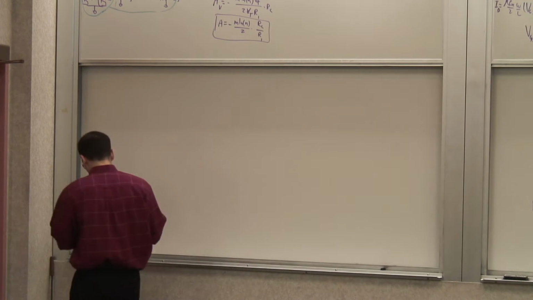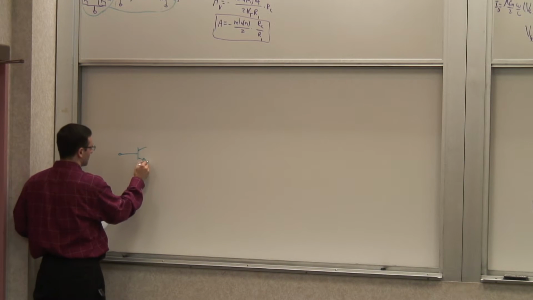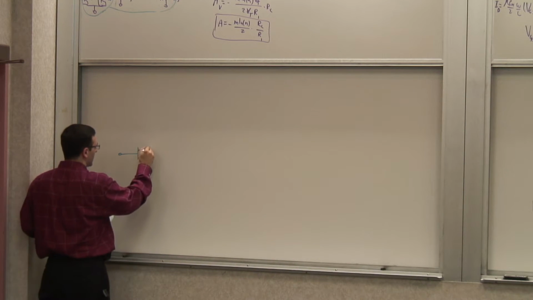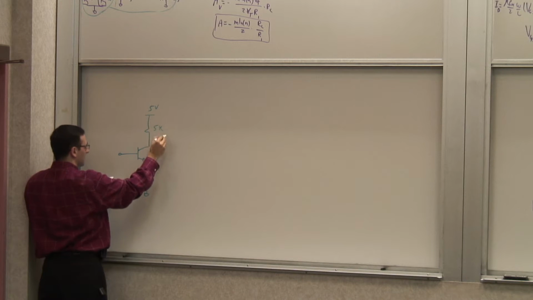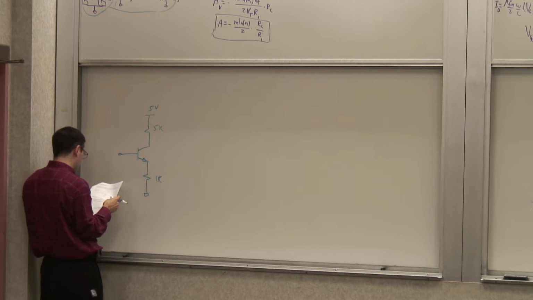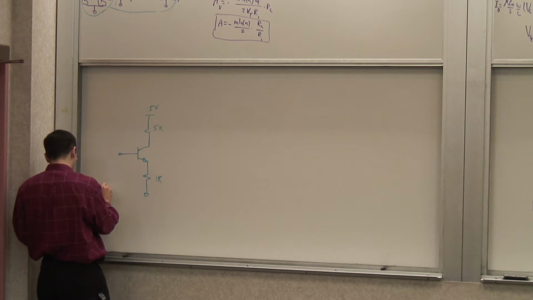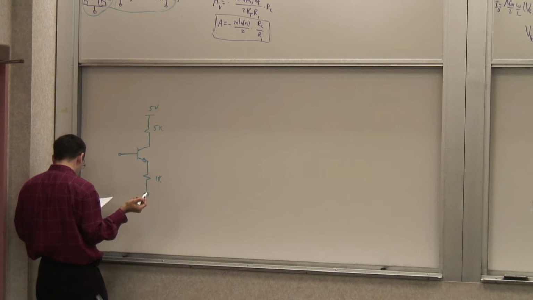So, the problem is like this. We have a stage with two resistors. VCC is 5 volts. This is 5 kilo, 1 kilo. And I say VB on is 0.7, VC on is 0.2, VA is infinite, beta is infinite, okay?